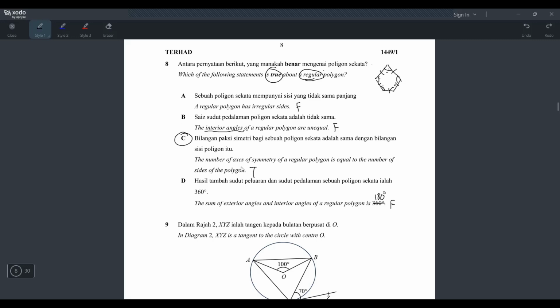Okay, now I will explain to you why C is the answer. This one memang betul. This one memang benar. If it's a regular polygon, the number of axes of symmetry will be equal to the number of sides.